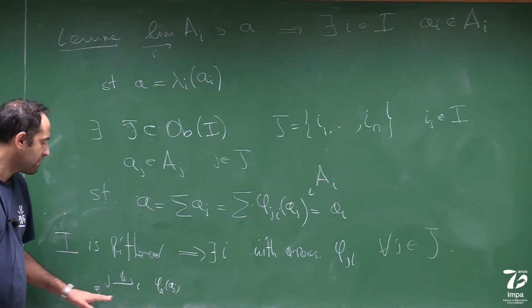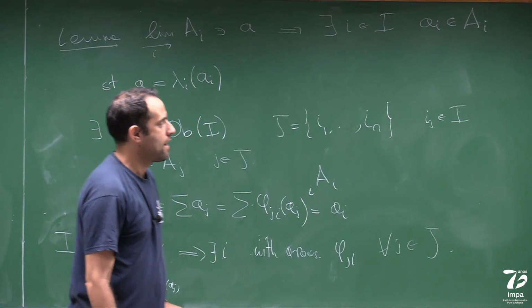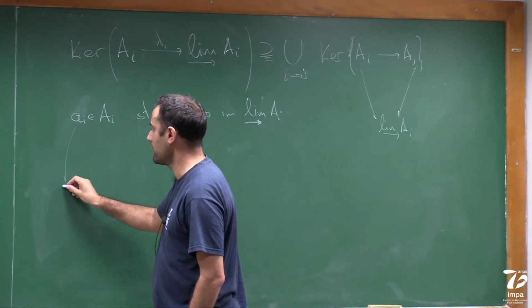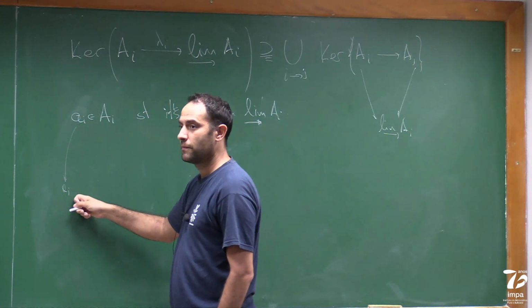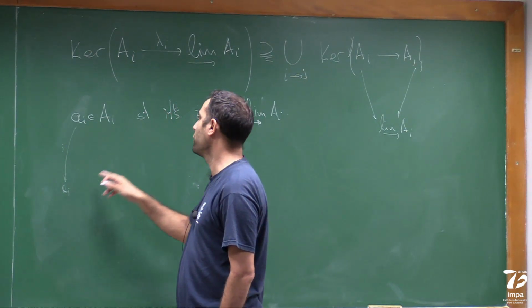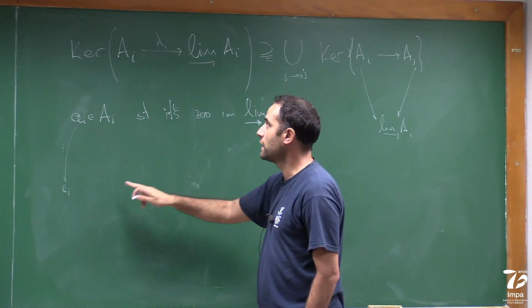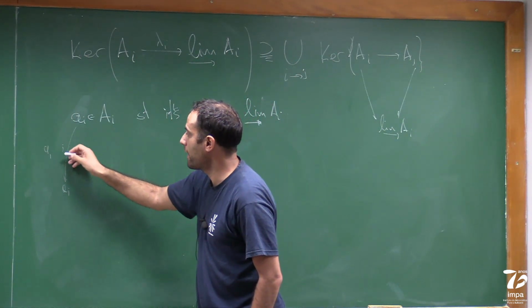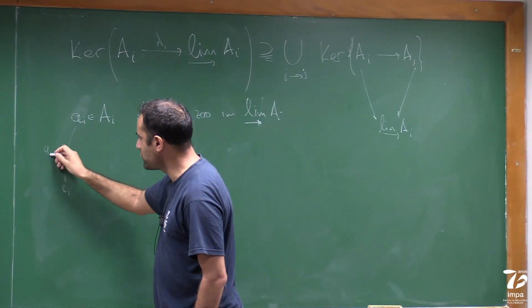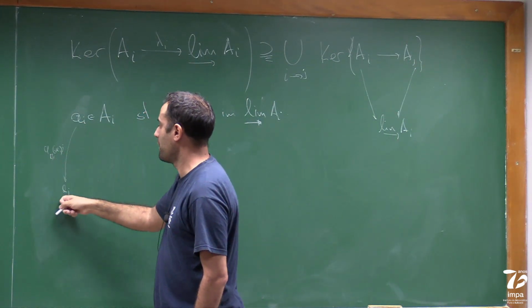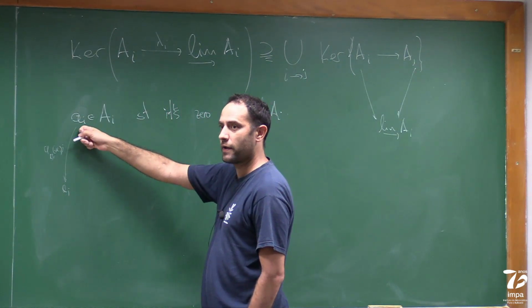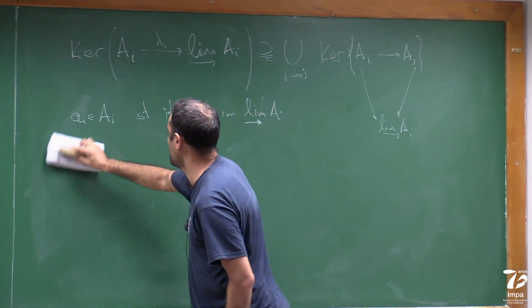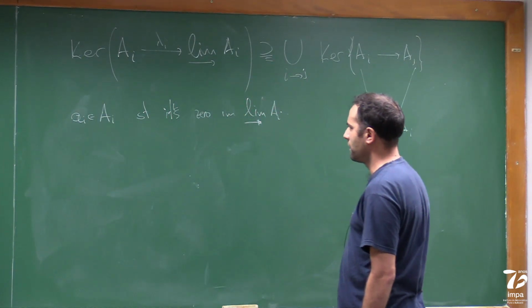So being 0 in the colimit means exactly that: if I could map this a_i to some a_j by some arrow, and I put them inside of the colimit, then phi_ij of a_i is equal to a_i in this colimit. Okay, so let's write this. And how am I going to write this?